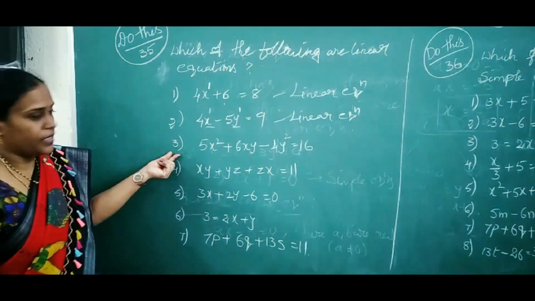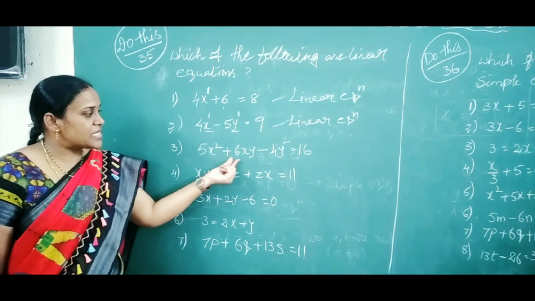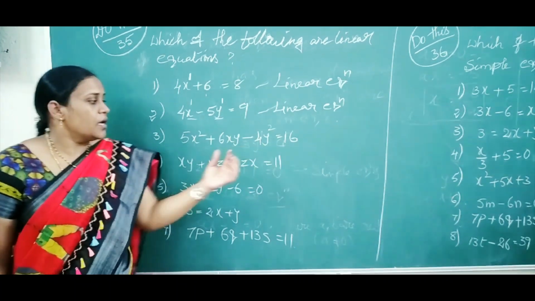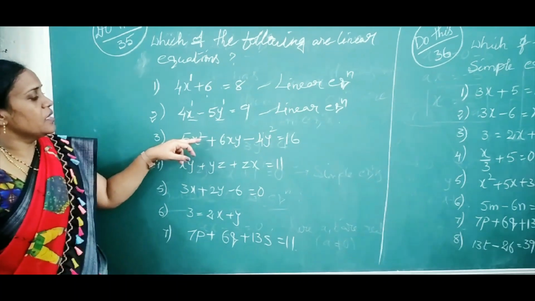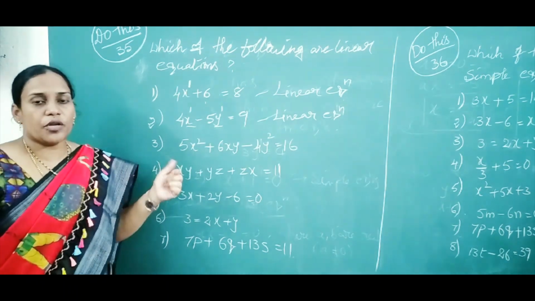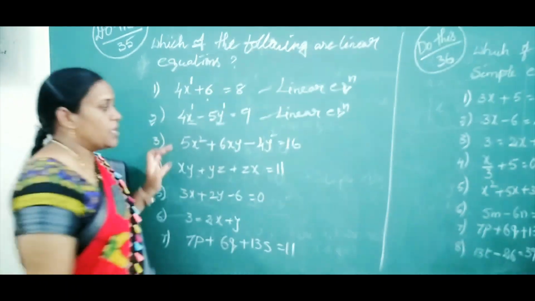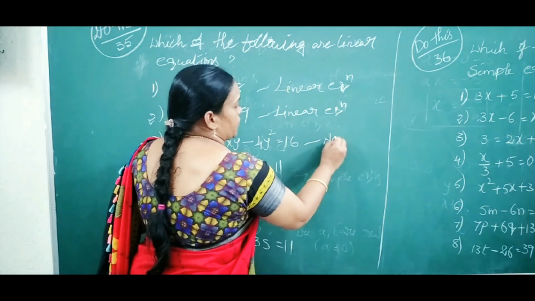Okay. Next, the third one. 5x square plus 6xy minus 4y square is equal to 16. Here, the degree is 2. So, it is not a linear equation. It is a quadratic equation. It is not a linear equation.